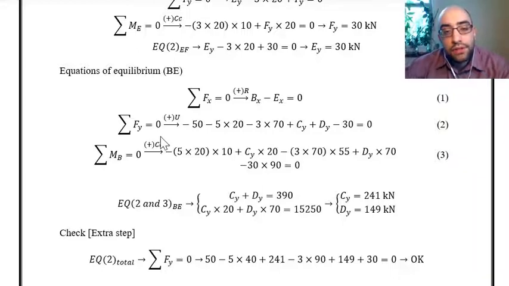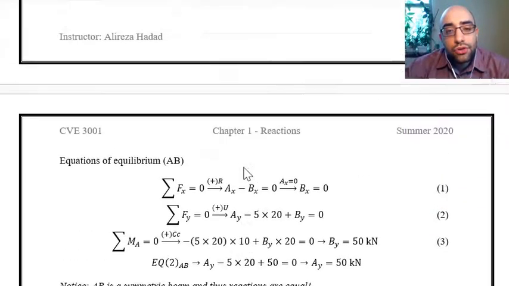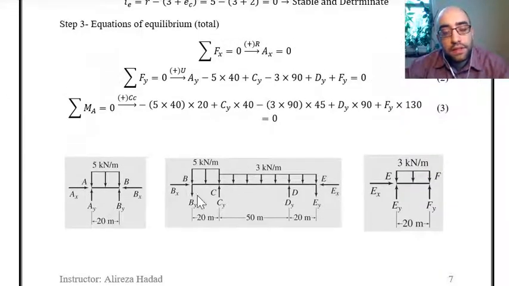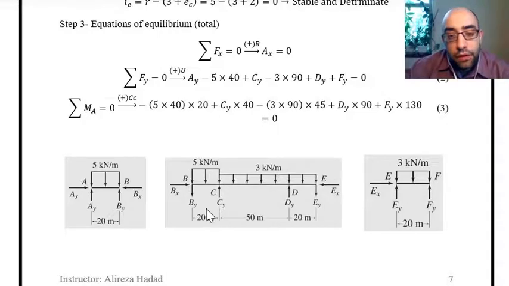Then we have summation of forces in y direction equal to 0. Let me go back and show you the segment. So this is BE. What do we have in y direction? I have this By, which is downward, so I have to put minus By, and then minus 5 multiplied by 20, then plus Cy, then minus 3 multiplied by 70, plus Dy, and minus Ey equal to 0.